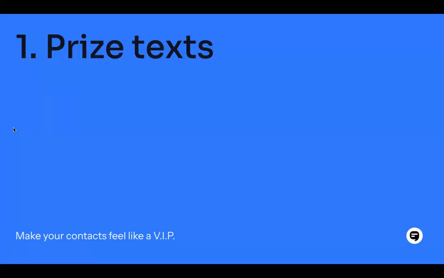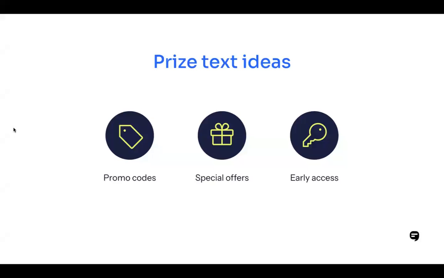The first one is prize text. Like I mentioned, these are like promo codes and things like that. You want to think about things that reward your contacts. What makes your contacts feel like a VIP or make them at least thankful that they signed up? And so promo code, special offers, early access, any of these types of things are perfect for prize text. They may even be things that you lead with in your opt-in. It might be something that you say, hey, text this keyword to my number to get early access to my sales or early access to event registration, things like that.